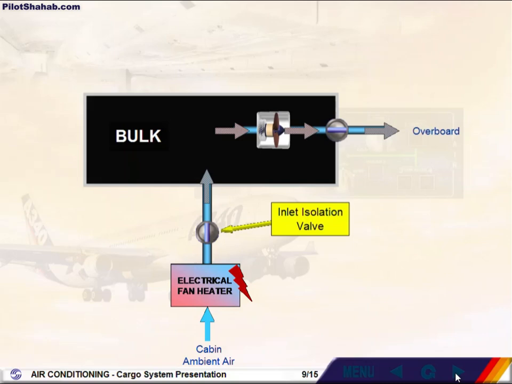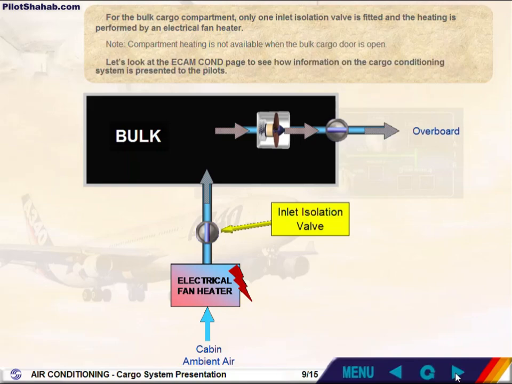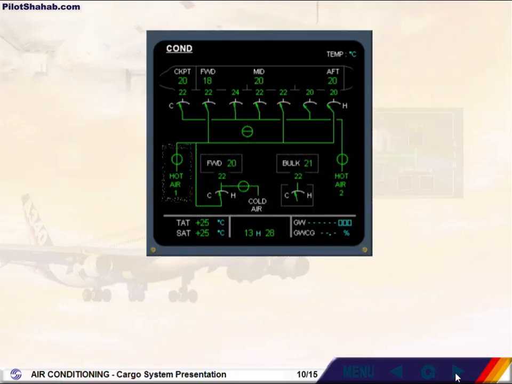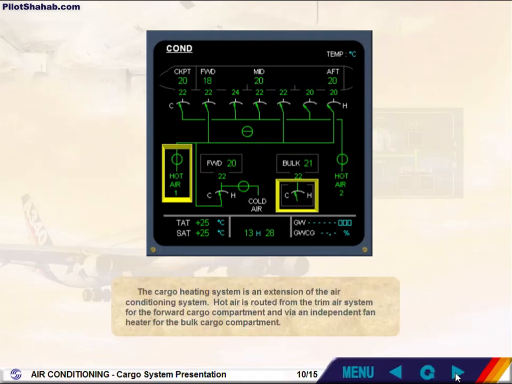Let's look at the ECAM conditioning page to see how information on the cargo conditioning system is presented to the pilots. The cargo heating system is an extension of the air conditioning system. Hot air is routed from the trim air system for the forward cargo compartment and via an independent fan heater for the bulk cargo compartment.